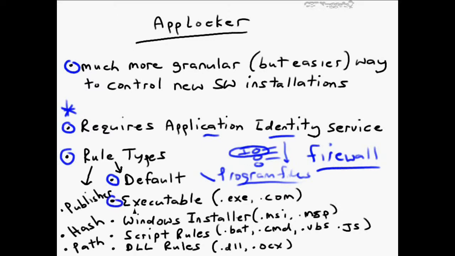Alright, we've got executable rules, pretty straightforward. These are rules that govern executable program files. In Windows, those are .exe and .com. Windows installer rules will pick up the Windows installer MSI and the transform MSP files. Script rules will look at your shell scripts, BAT, CMD, and also your Microsoft scripting files, VBS and JS.